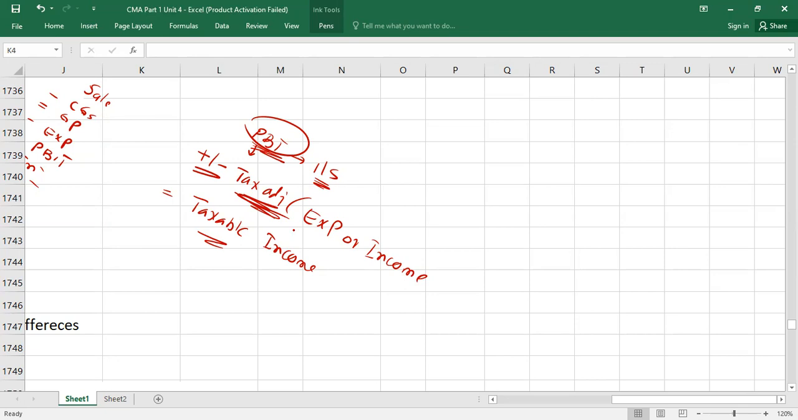For example, there could be certain expenses which we write under accounting income, under the income statement, but those expenses are not allowed under tax law. One example is depreciation. The accounting depreciation is not allowed by tax law. But in the income statement we have already deducted accounting depreciation, right? Because that is not allowed, what will we do? We will add it back.